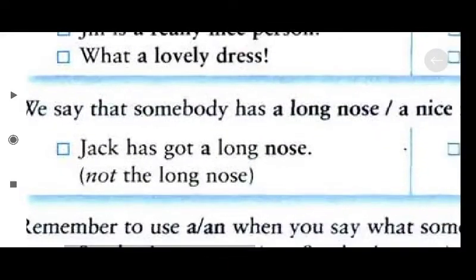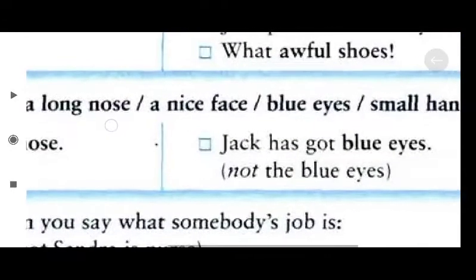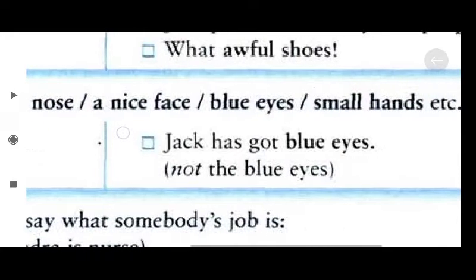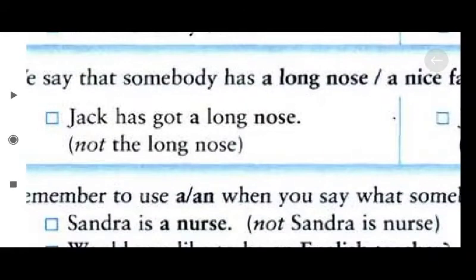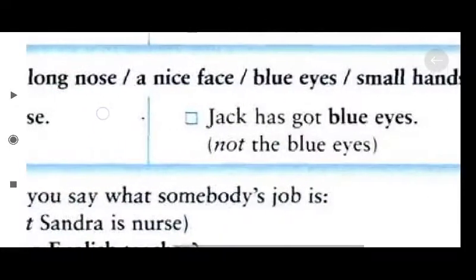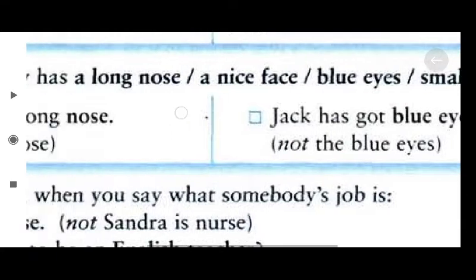We say that somebody has a long nose, a nice face, blue eyes, small hands, etc. Jack has got a long nose, not the long nose. Jack has got blue eyes, not the blue eyes.